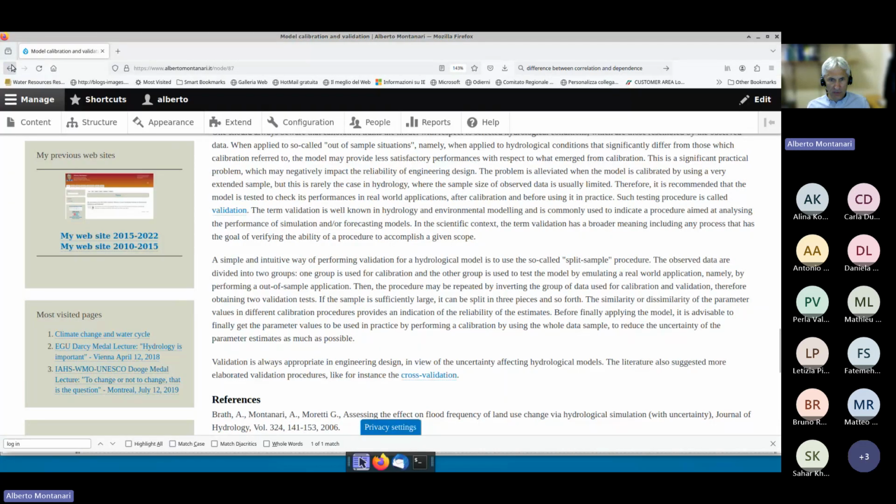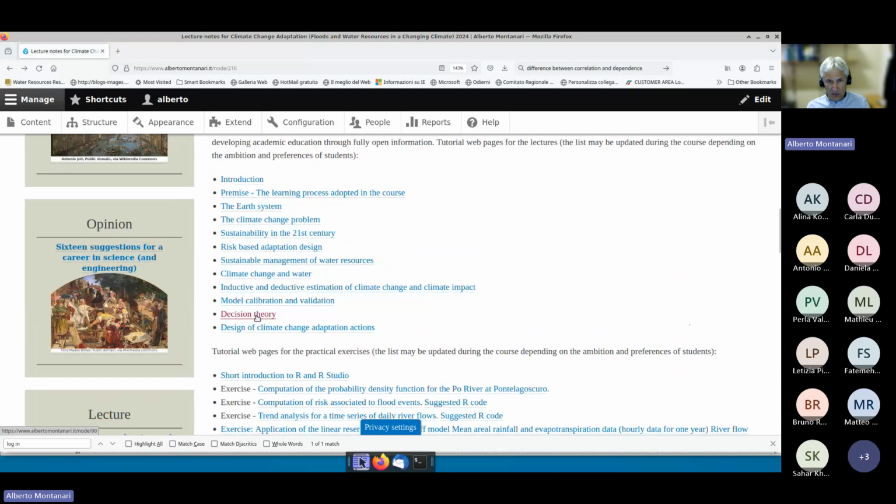Now, if I go back to the list of the links, the next link is decision theory, and it is a topical issue in climate change, which we will start discussing on Monday. It will take us a couple of weeks because we have a couple of weeks to get to the end of our course. And it is a topical issue because we also have a final link, which is real design of climate change adaptation actions.